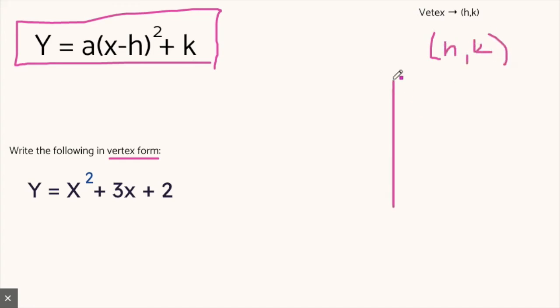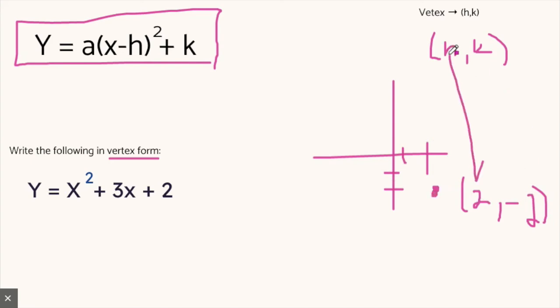For example, if we have a graph like this and our vertex is here, it's like (2, negative 2), let's say. Then if our vertex is (2, negative 2), our h is going to be 2, and our k is going to be negative 2. And then you can just plug those points into the vertex form to get the equation for your specific graph.